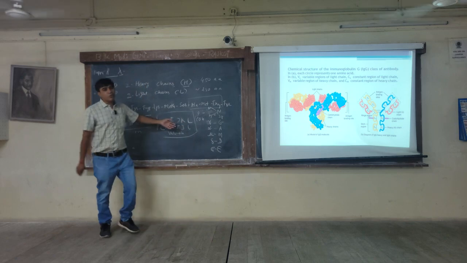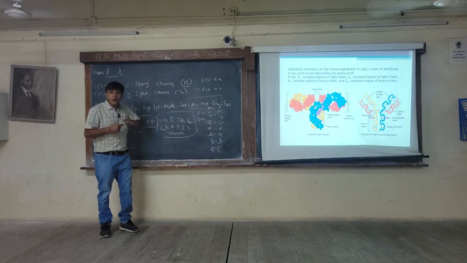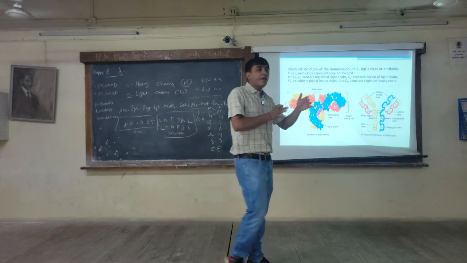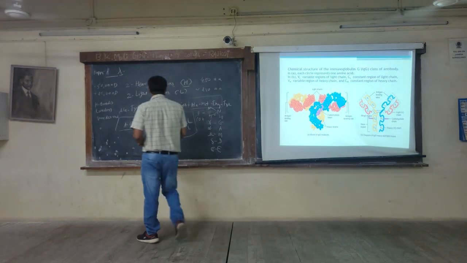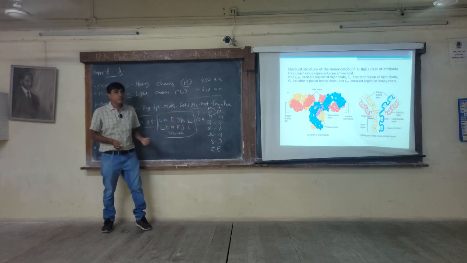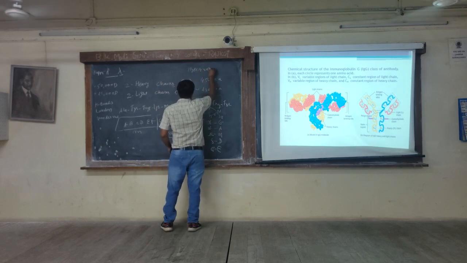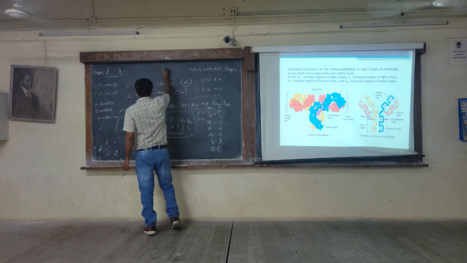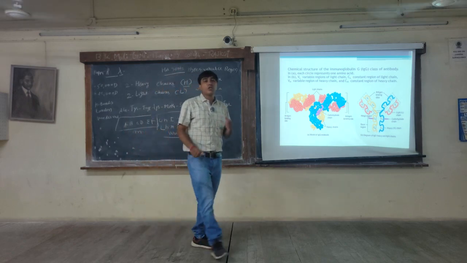Now, in the variable portion also, there is not a total variation. There are some pockets of relatively constant portions and relatively variable regions. Now, the relatively variable regions are having very high variation or very high change in the structure, and those regions are called hypervariable regions or hot spots. Okay? Hypervariable regions or hot spots.